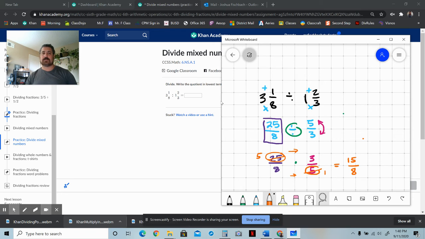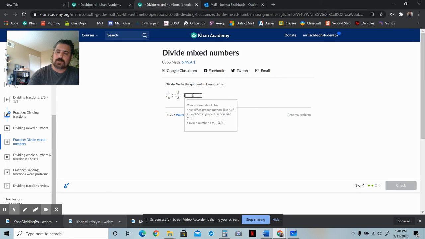Now, 15/8 is the correct answer, but you can simplify it into a mixed number by saying 8 goes into 15 one time, and there's 7 left over. So it'll be 1 and 7/8. That's its value. So over here you type in 1 space 7/8, and there's your answer.